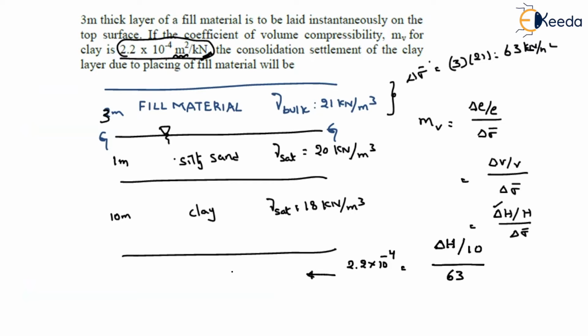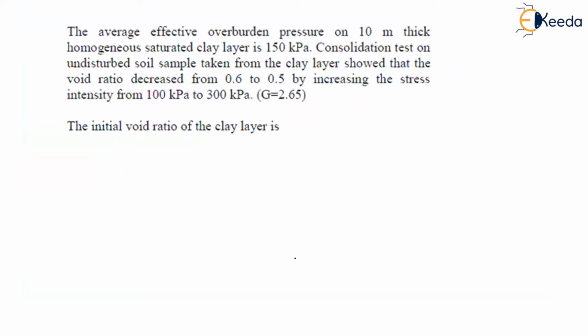If we solve this, we will get the settlement of the clay layer, or we can say the change in thickness of the clay layer. Either it may be a change in thickness or it may be settlement, both are represented by the same. So here it is contrary to the problems we have discussed so far, which use the compression index. This problem is based on the volume compressibility. Okay, now move on to the next.